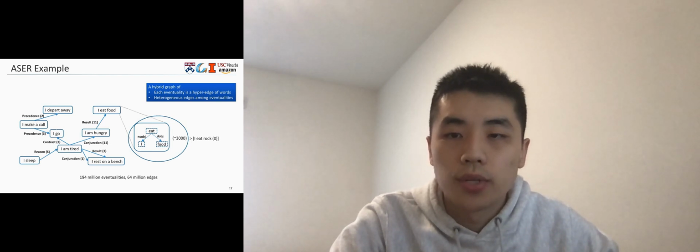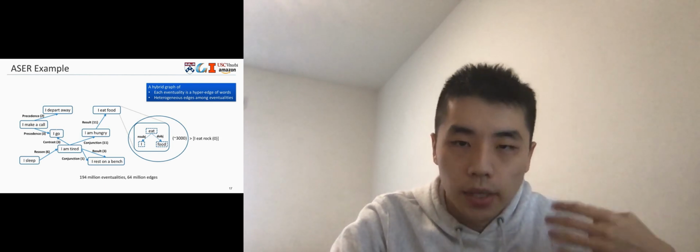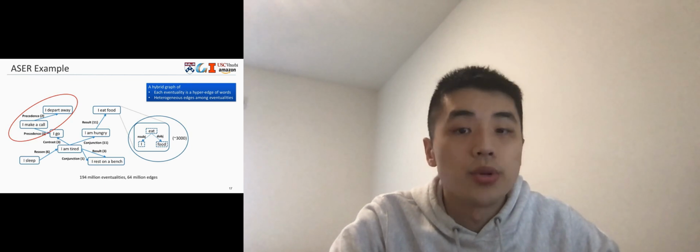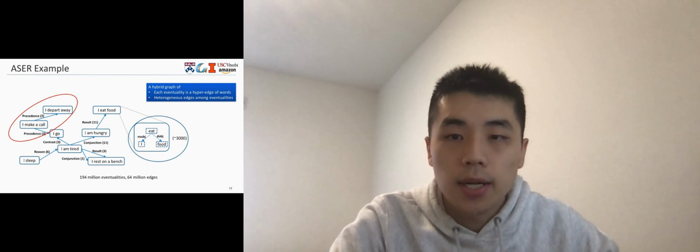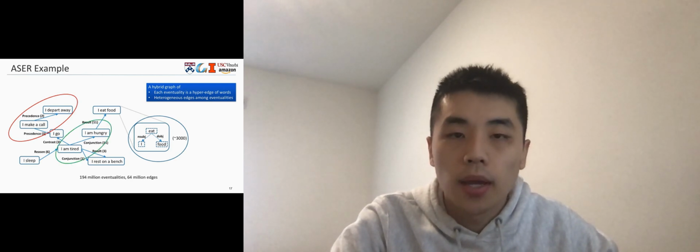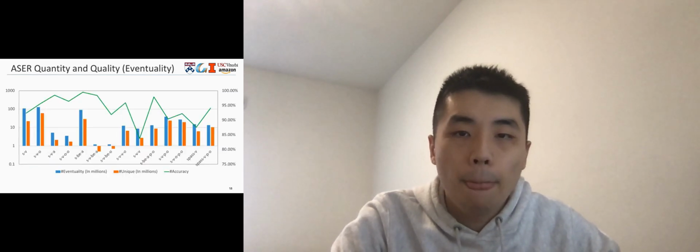By comparing these two, we can actually see that the statistics about eventualities reflect lower-order selectional preference, like we are more likely to eat food rather than rock. Besides that, we can also observe some interesting higher-order selectional preference here, like we often make a call before we depart, and being tired and being hungry also happen together.